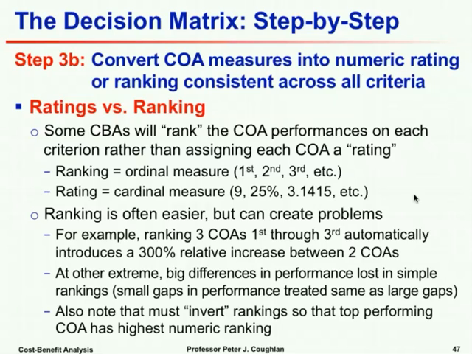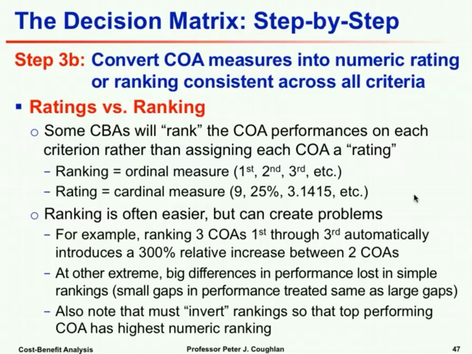Suppose, for example, you rank the three courses of action first through third. Well, automatically, suddenly, guess what? If you give the best one a score of 3 and the lowest one a score of 1, you've suddenly decided that the course of action that gets a 3 has 300% performance relative to the other one. So by ranking as a set of ratings, you are dictating what the gaps will be in terms of measurement. So the idea is you might have three courses of action that perform relatively close to each other on a criterion.